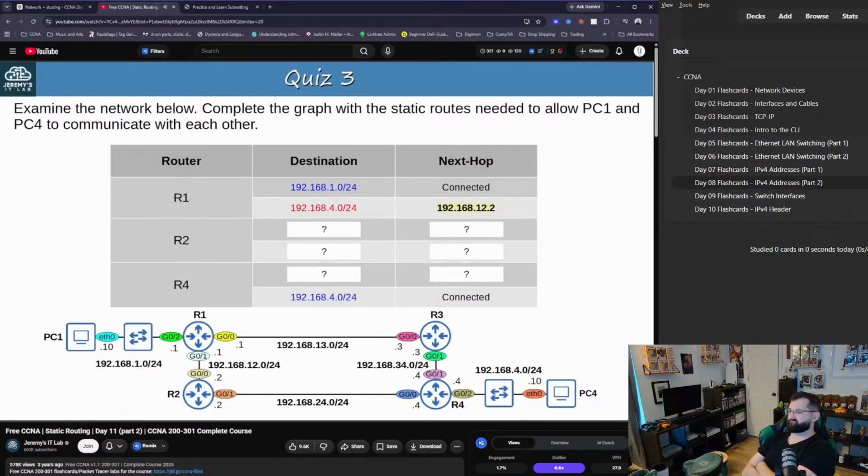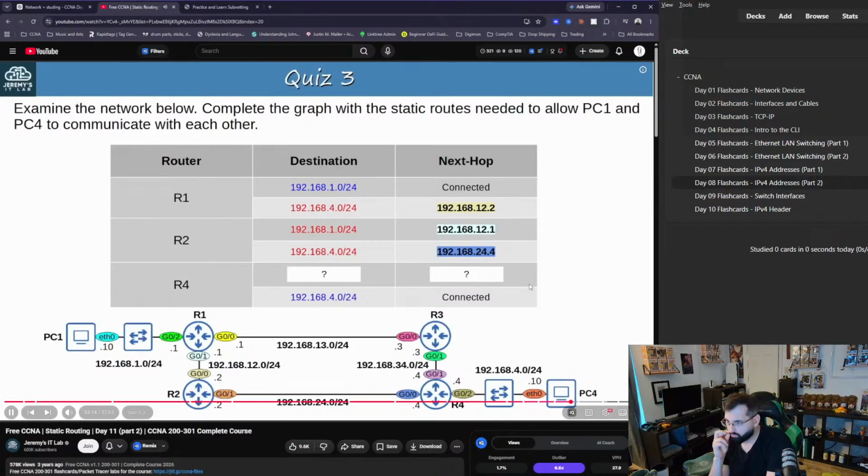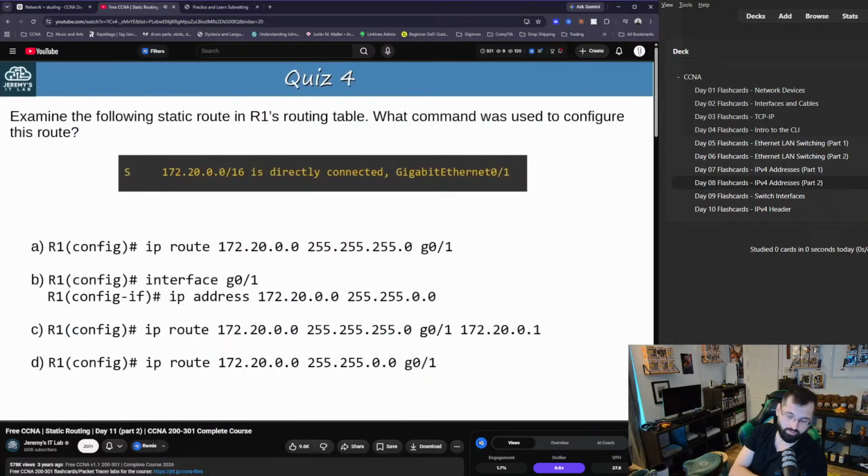As for R2, it needs this route to 1.0/24, next hop 12.1, and this route to 4.0/24, next hop 24.4. R4 has a connected route to 4.0/24, so it just needs this route to 1.0/24, next hop 192.168.24.2. Okay, with these routes on R1, R2, and R4, PC1 and PC4 should be able to communicate with each other. Let's go to question 4. Watch out, people. I'm starting to understand.